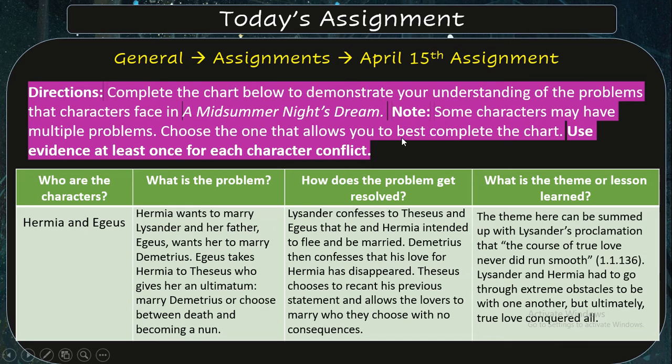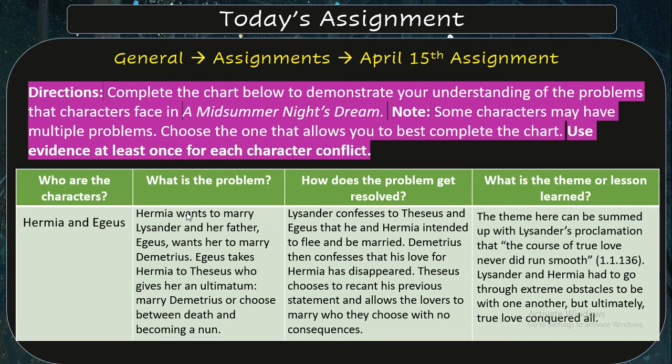Again, you're going to go to General Assignments, April 15th assignment. If you look here, I have done the first one for you, so we're just doing that together. The characters are Hermia and Aegeus. Our problem here is that Hermia wants to marry Lysander, and her father Aegeus wants her to marry Demetrius. Aegeus takes Hermia to Theseus, who gives her an ultimatum: marry Demetrius or choose between death and becoming a nun. So that's our problem with Hermia and Aegeus. They're not seeing eye to eye, and so he takes her to Theseus, who gives her this ultimatum.